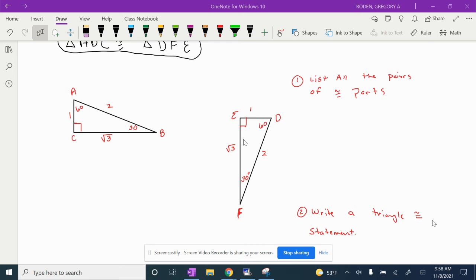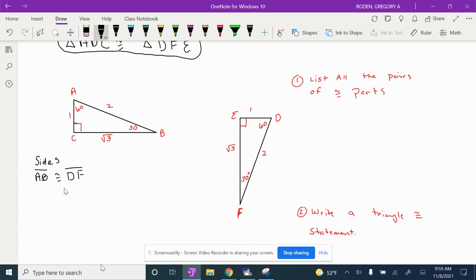Nicole. All right, Nicole, let's start with the sides, because remember, we have to list all the corresponding congruent parts. So, Nicole, give me a pair of sides that are congruent. Angles A, B. Side, we're doing sides. Sides AB and DF. Okay, do we all agree that side AB is congruent to DF? And why do we know that AB is congruent to DF?